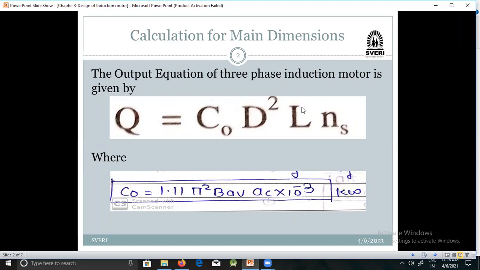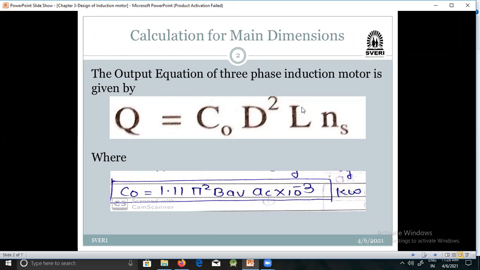Just I will revise it once again within 10 minutes. First of all, in the example they are going to mention, or they will give, we know the formula related to the output equation for that induction motor, which is Q is equal to C0 D square L Ns.